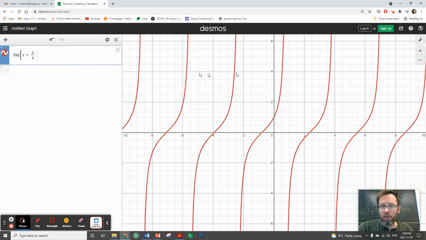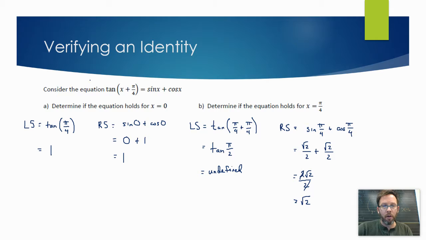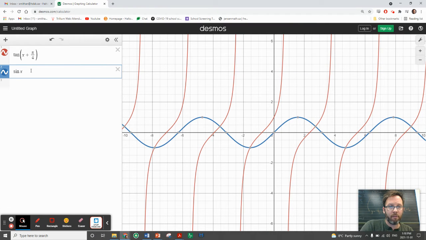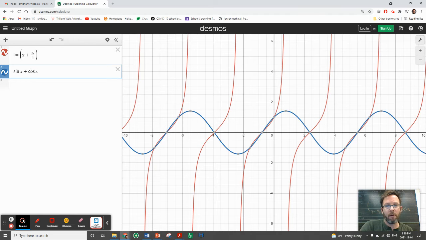As I've mentioned, we've been graphing some trig expressions. We're going to go into detail about how these graphs arise in our next unit. There's the graph of tan of x plus pi by 4. How about sine x plus cosine x? What's that look like? Okay, so clearly those are not equal. They're equal for some values. For example, at 0, each side gives you 1.